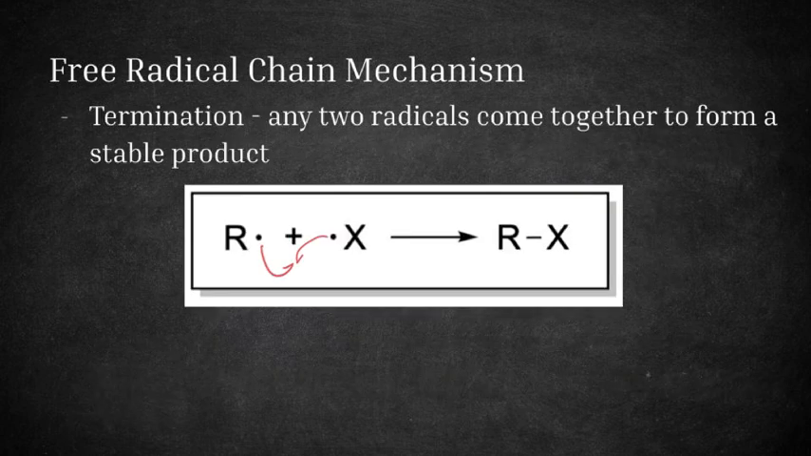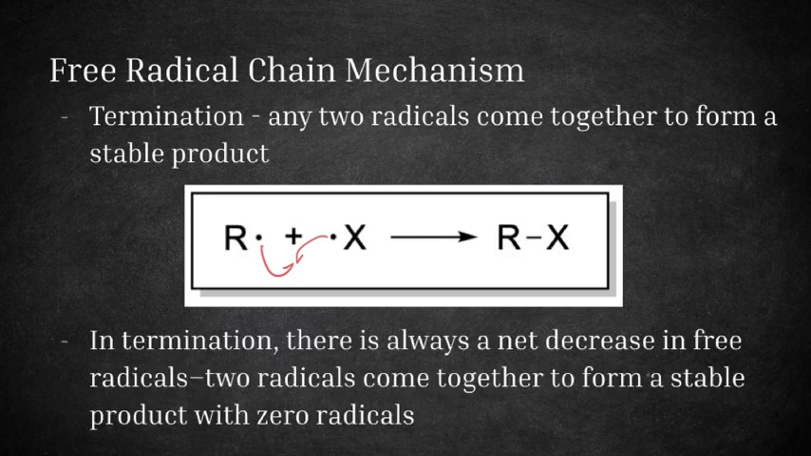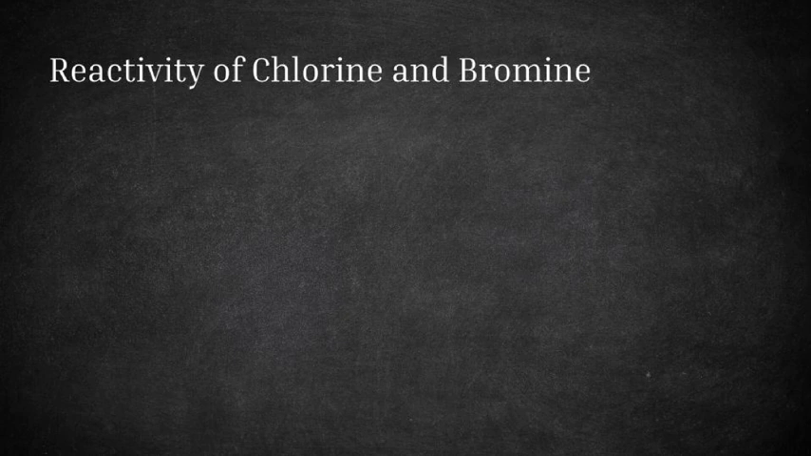This cycle of radical generation and propagation continues until the reaction reaches the termination step, where any two radicals combine, effectively stopping the reaction. In termination, there is always a net decrease in free radicals. Two radicals come together to form a stable product, resulting in 0 radicals in the final product. Just now, we discussed the free radical chain mechanism of radical halogenation using a general R group and a general halogen, X. Now, let's move on to the reactivity of chlorine and bromine with differently substituted alkane substrates.